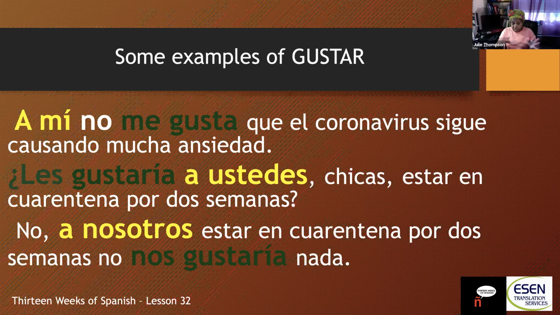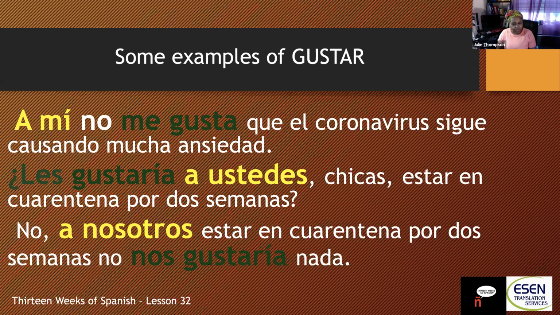Okay, so here we have three different persons. We have a mí no me gusta, a ustedes no les gusta, a nosotros no nos gusta, no nos gustaría. Notice that the gustar stays in the third person, even though in English, I like, you like, we like. Now in English, the like stays the same, but gustar does not change.